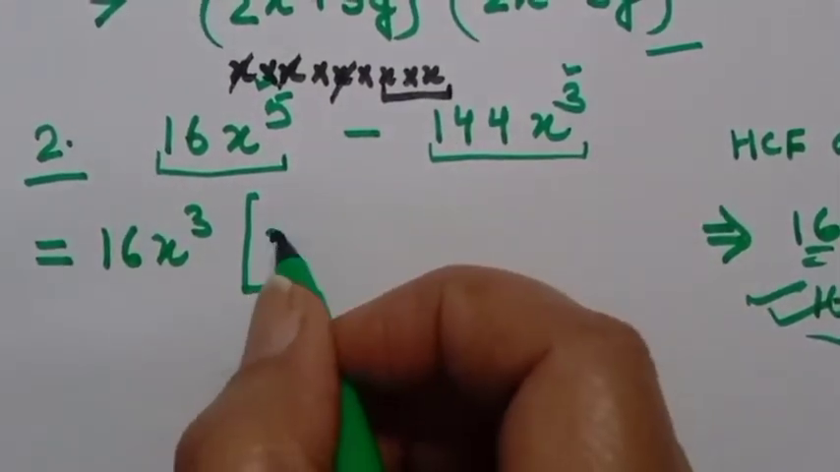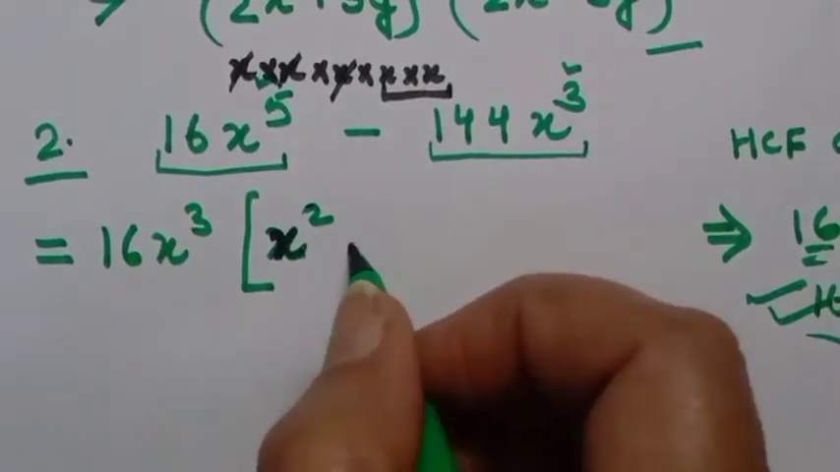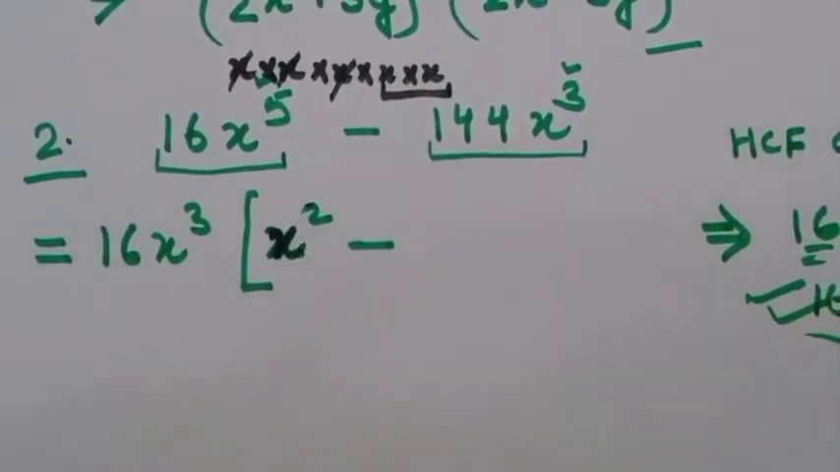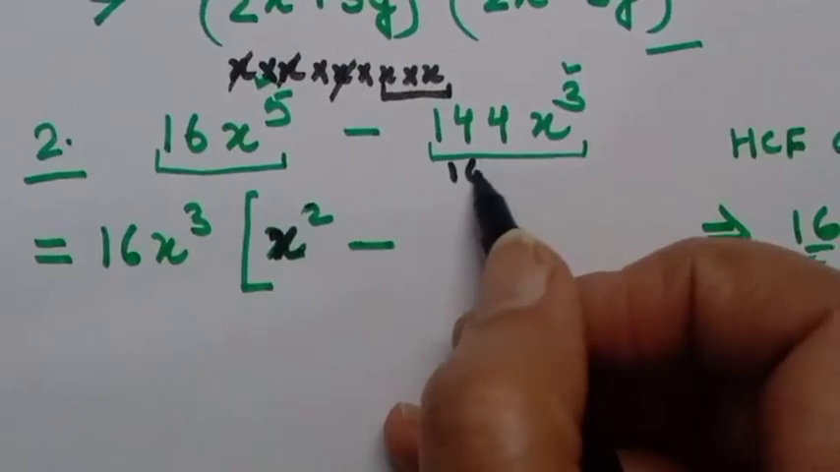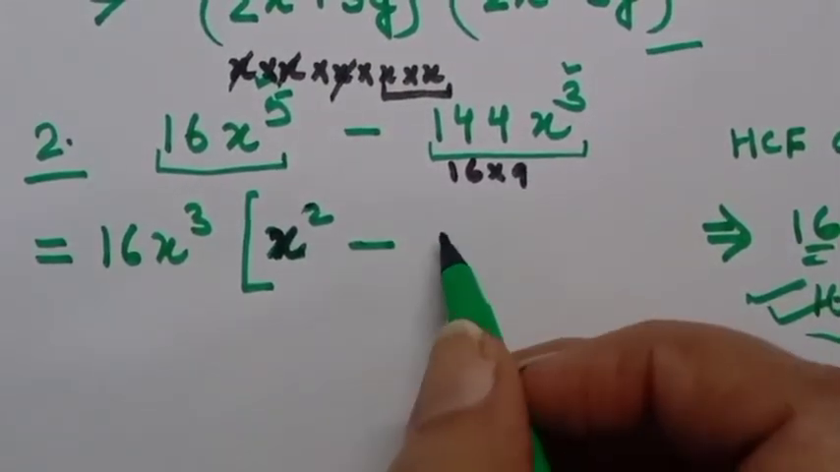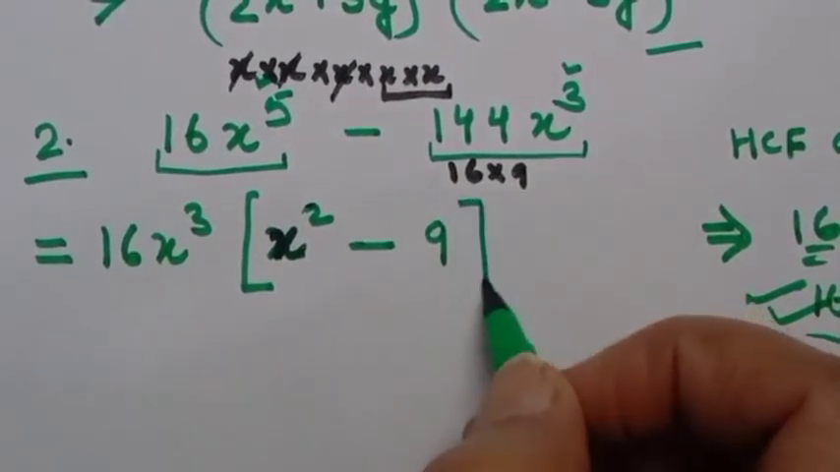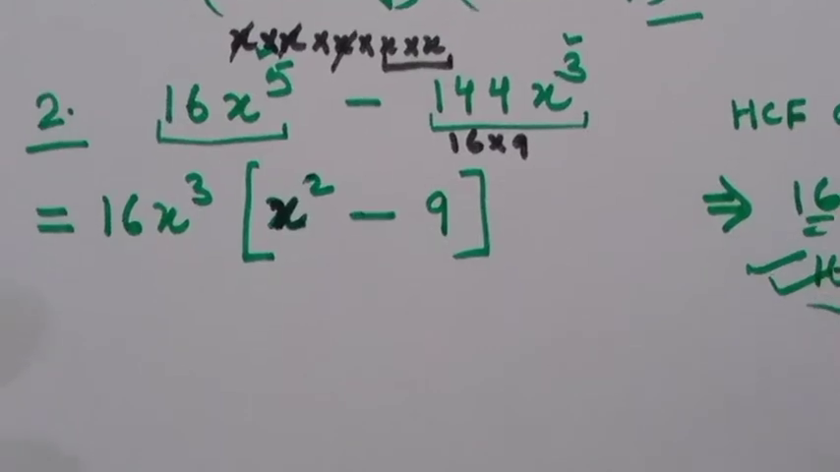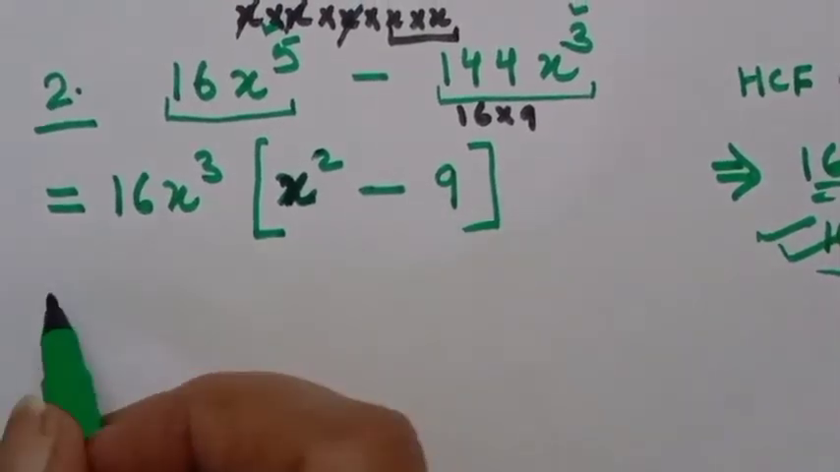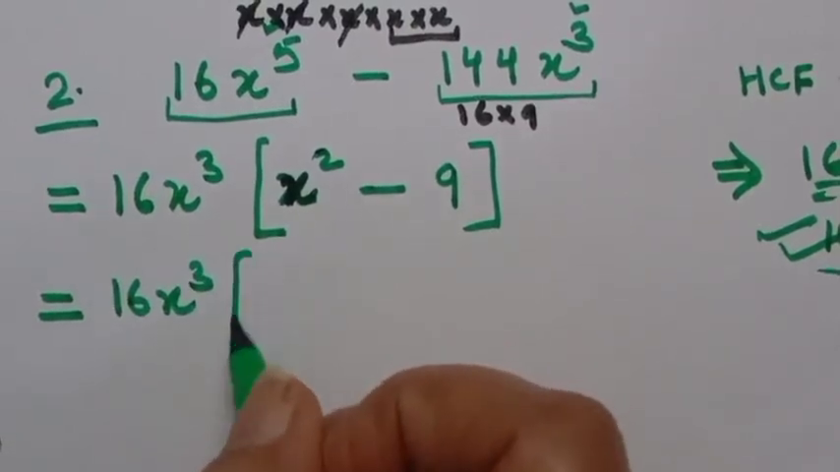So what is left here? x raised to the power 2, because x cube we have used as a common factor and we are left with only x square. Here 144 can be written as 16 into 9. So 16 we have taken common, and what is left to write inside the bracket is only 9. And x cube was already common. Now in the next step, we will write 16x cube as it is.